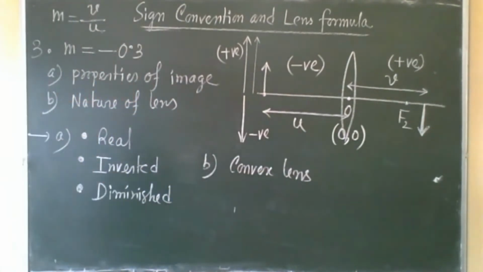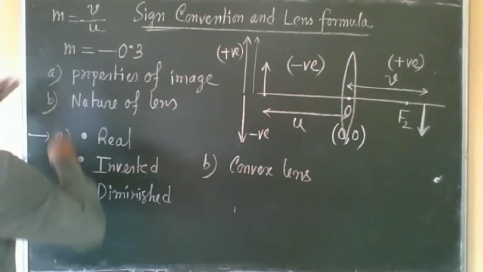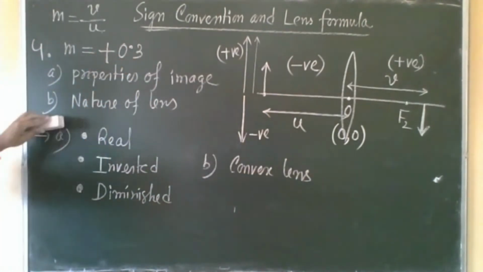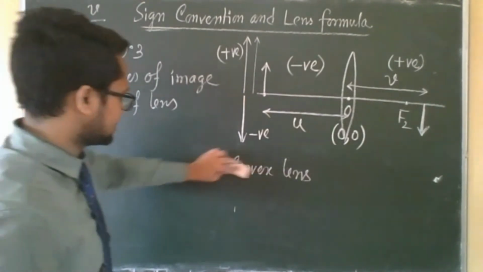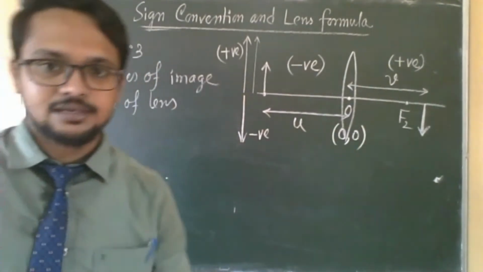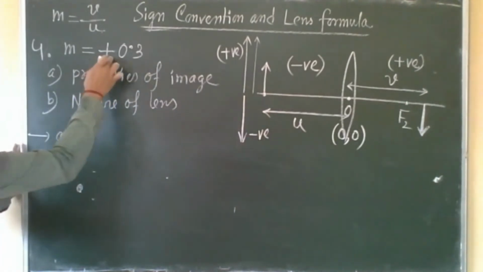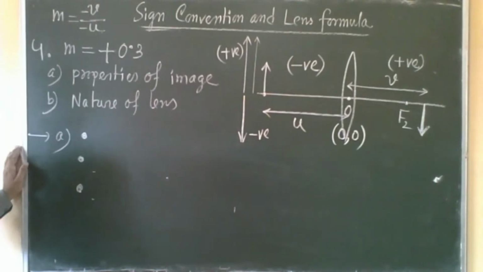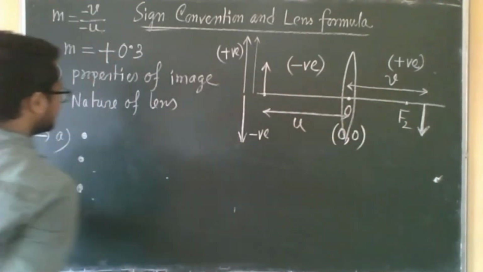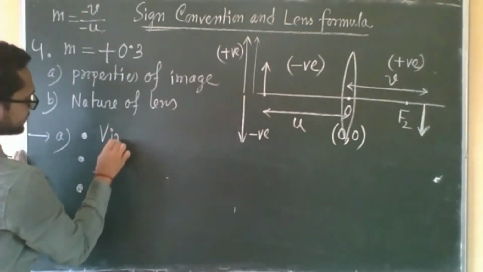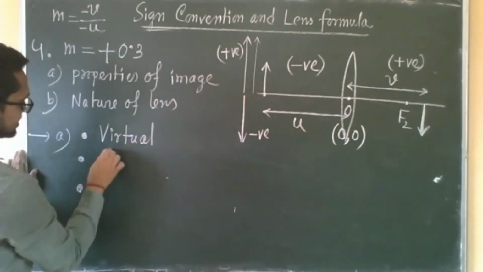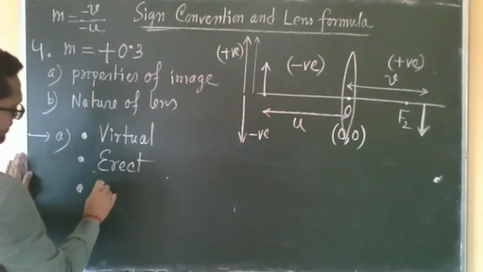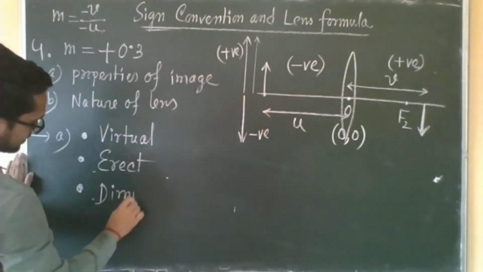I'm giving one more question. Question number 4. Now suppose the sign is positive. Then what will be the answer? Properties. Positive. U is negative. To make M positive, we have to take V also negative. V negative means to the same side of object. That means virtual image. And virtual image means second point will always come erect. Now less than 1 means diminished.